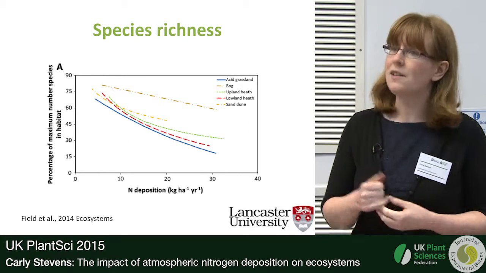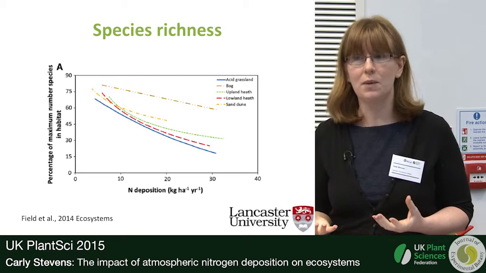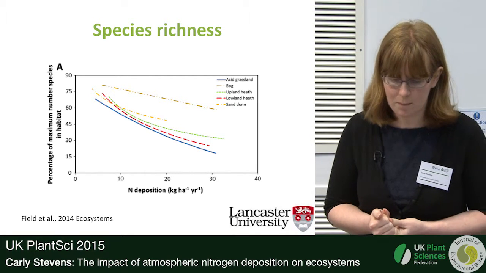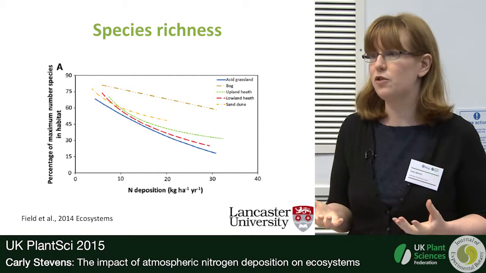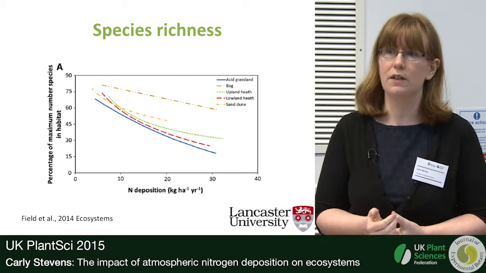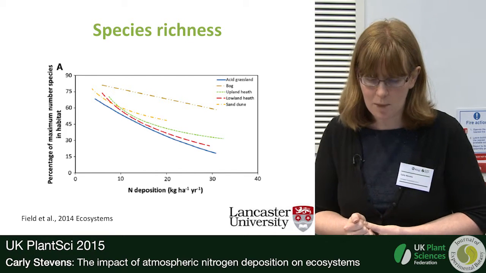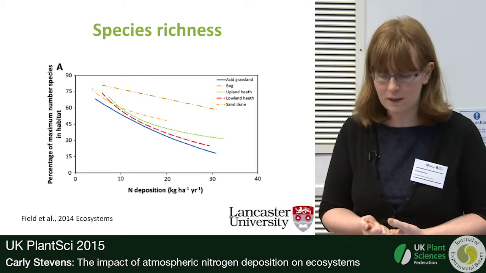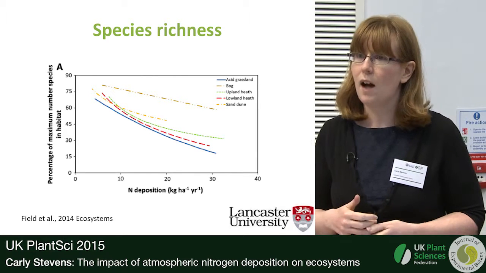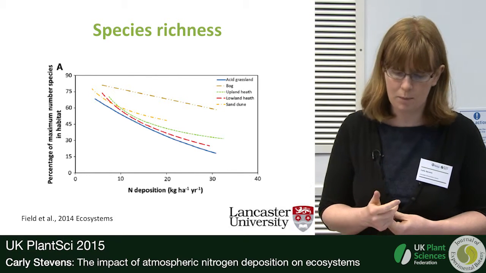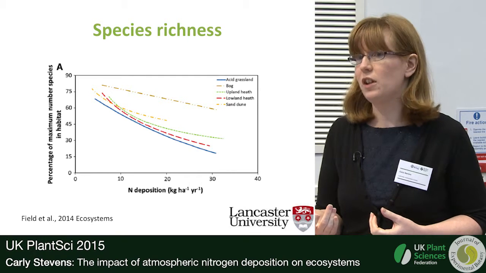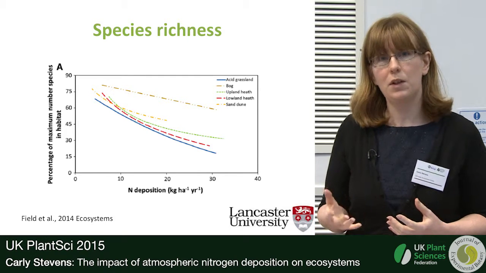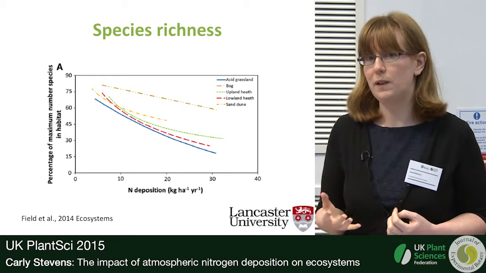And it's not just in acid grasslands that we see this. This is data that comes from a large multi-habitat survey conducted across the UK. And we see very similar trends in bog communities, upland heath communities, lowland heath, and sand dunes. So in all of those communities, we're seeing this loss of species richness.